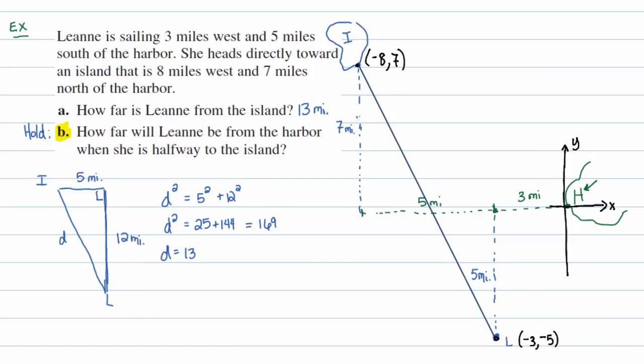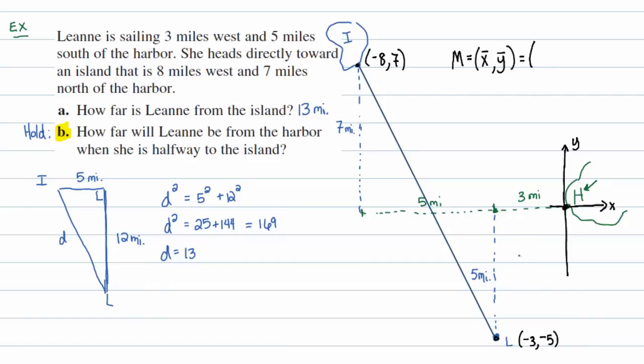Okay. And this question is asking, how far will she be away from the harbor? So what's her distance to this harbor, which I'm going to call the origin, when she's halfway to the island? So I need to find the coordinates, the midpoint coordinate to the island. Now remember, the midpoint is found by averaging the x values and averaging the y values. It's a very complicated question. Midpoint is just the average of the x values, comma, the average of the y values. So let's figure this out here.